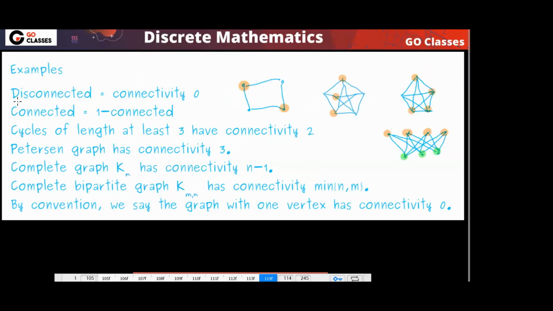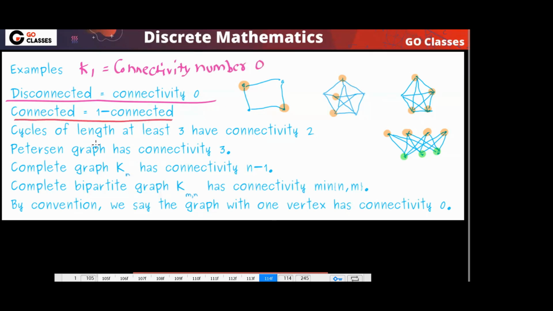So these are some examples. For a disconnected graph, the connectivity number is 0. For a connected graph, the connectivity number is greater than or equal to 1. But remember, for K1, a single vertex, the connectivity number is 0. For all other connected graphs, you have 1-connected. What about cycles? Cycles of length at least 3 have connectivity 2.